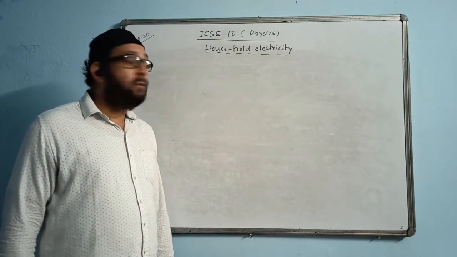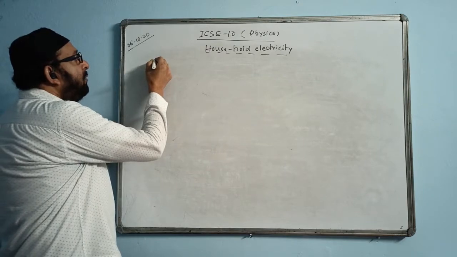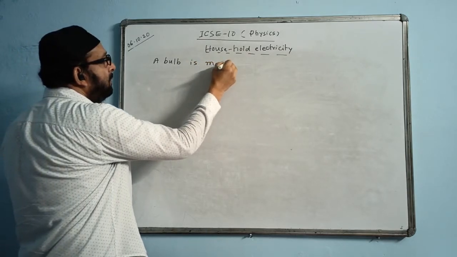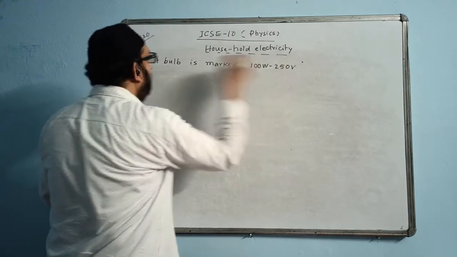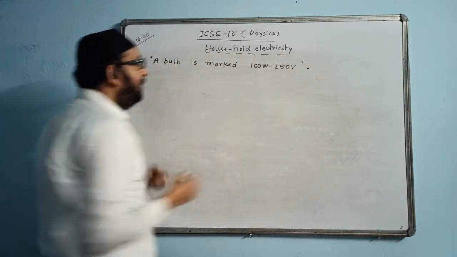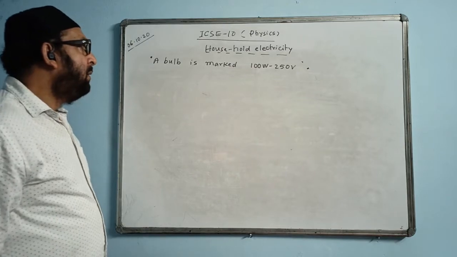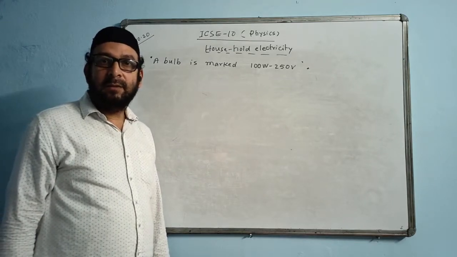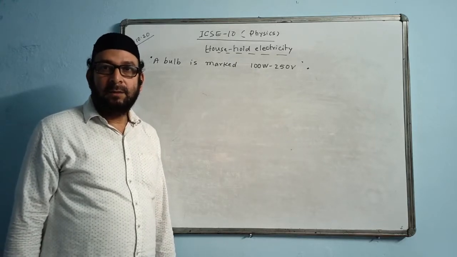Okay, now the lesson begins. Write a statement. A bulb is marked 100 watt hyphen 250 volt. Put it in single inverted commas. A bulb is marked 100 watt hyphen 250 volt. What do you mean by this statement? The question is, what do you mean by this statement?